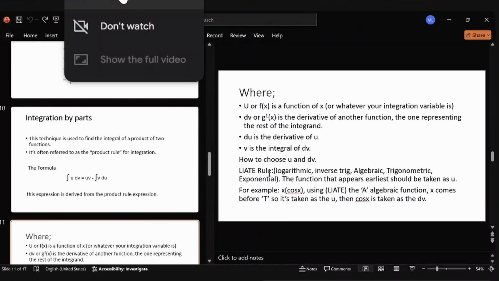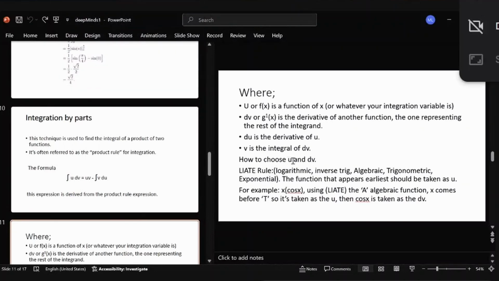The LIATE rule is used to choose which function should be used as the u. Whichever function comes first in this order is what we take as the u. For example, in this function, x cos x, using the LIATE rule, the algebraic function x comes before the trigonometric function, so we take x to be the u, and then cos x to be the dv. Then we follow the procedures.